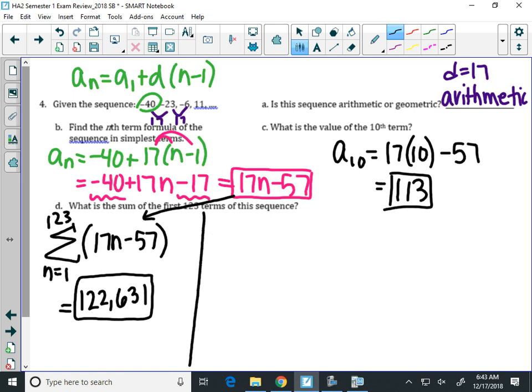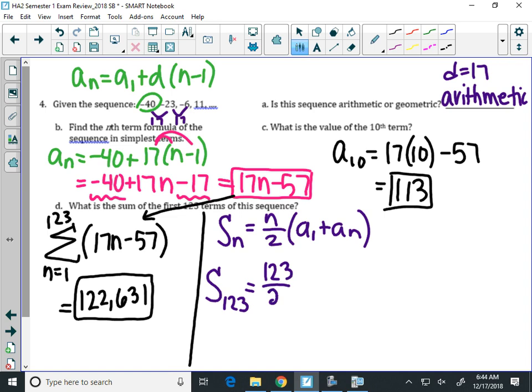However, if you forgot about sigma notation or you don't like sigma notation, you are welcome to use the series formula. Now the series formula looks like this. For this formula, I know n is 123. So if I'm trying to find the sum of 123 terms, I would do 123 over 2. I know the first term up here was negative 40, plus a sub n. That means I need a sub 123. I don't know that value yet.